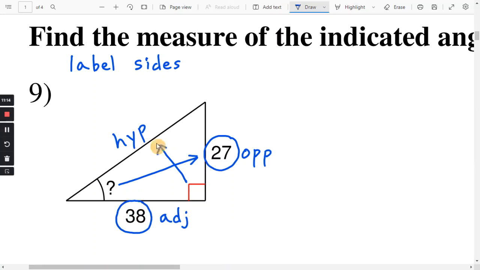Okay, now you don't have to label all three. You can if it helps you. But we're only going to work with the sides that are given. Okay, so since we don't have the hypotenuse, we're not even going to use it. We're going to use opposite and adjacent. So you need to label the sides, and after that, you want to choose the correct formula.